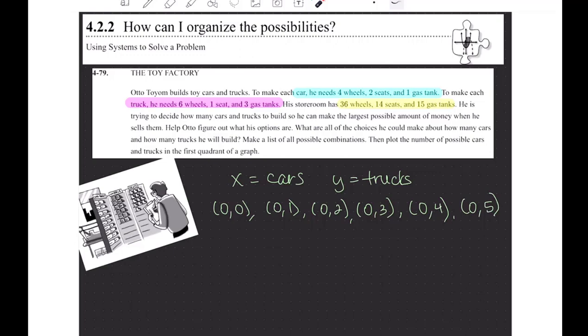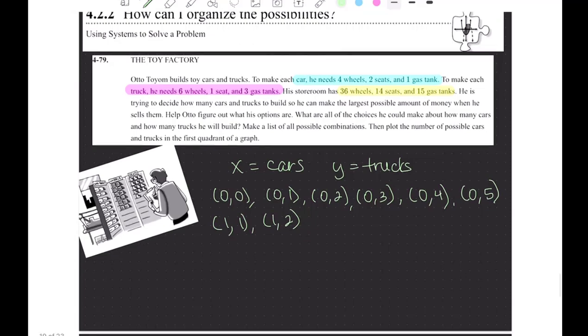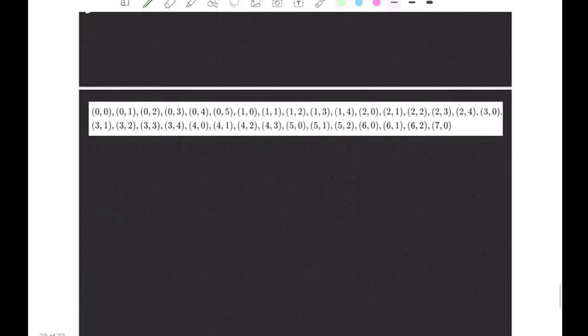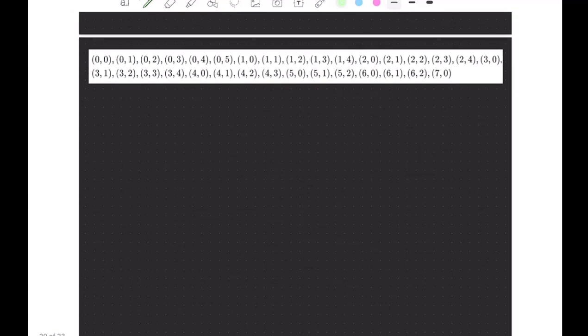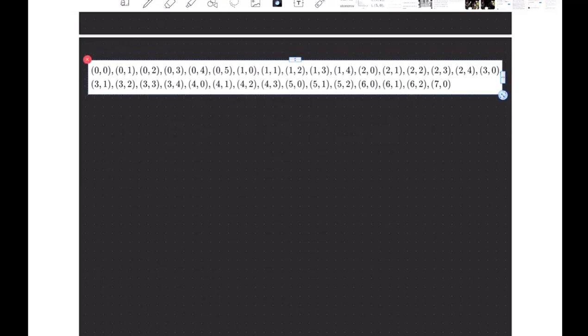Then we can start getting a little bit more spicy. Could we make 1 car and 1 truck? So you can keep listing out all of these different possibilities. Could we make 1 car and 2 trucks? We probably have enough, right? So I'm going to spare you guys a little bit of pain, if you trust me. I think these are all the different possibilities. Now, let me move this down a little bit.